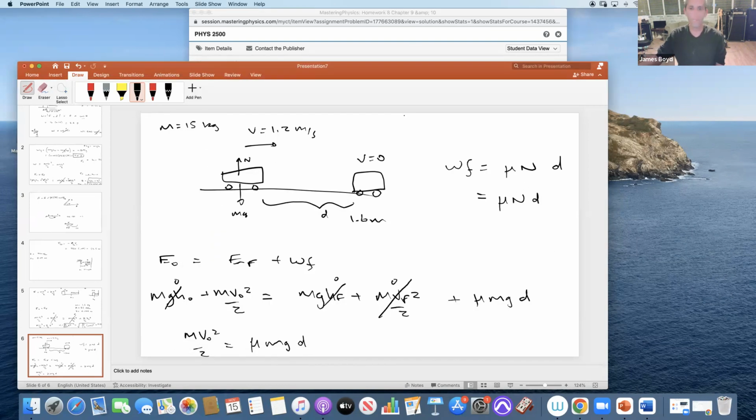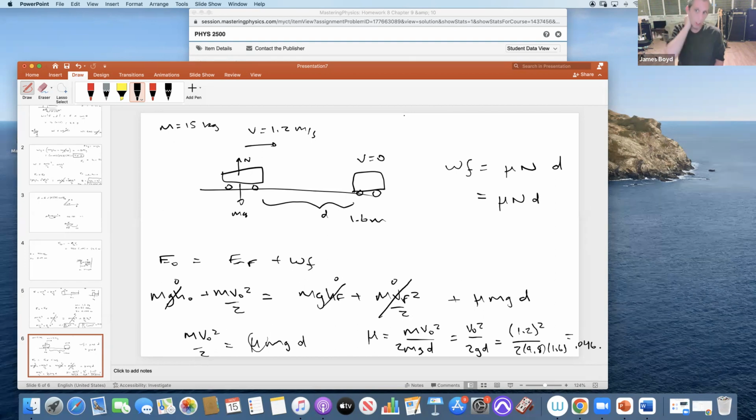And we want to find the coefficient, so we want mu. So mu is mv naught squared over 2mgd. The m's cancel. I get v naught squared over 2gd, 1.2 squared over 2 times 9.8 times 1.6. I think we did one like this on the practice exam, but I'm not totally sure. I get 0.046, and that has no unit. It's mu. The coefficient of friction is mu.